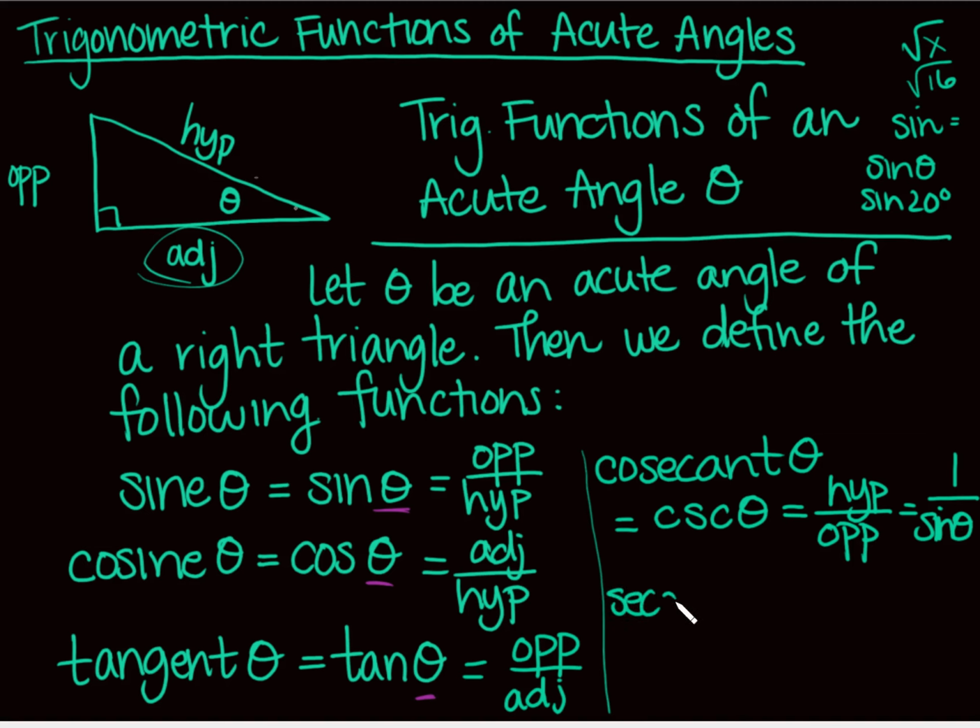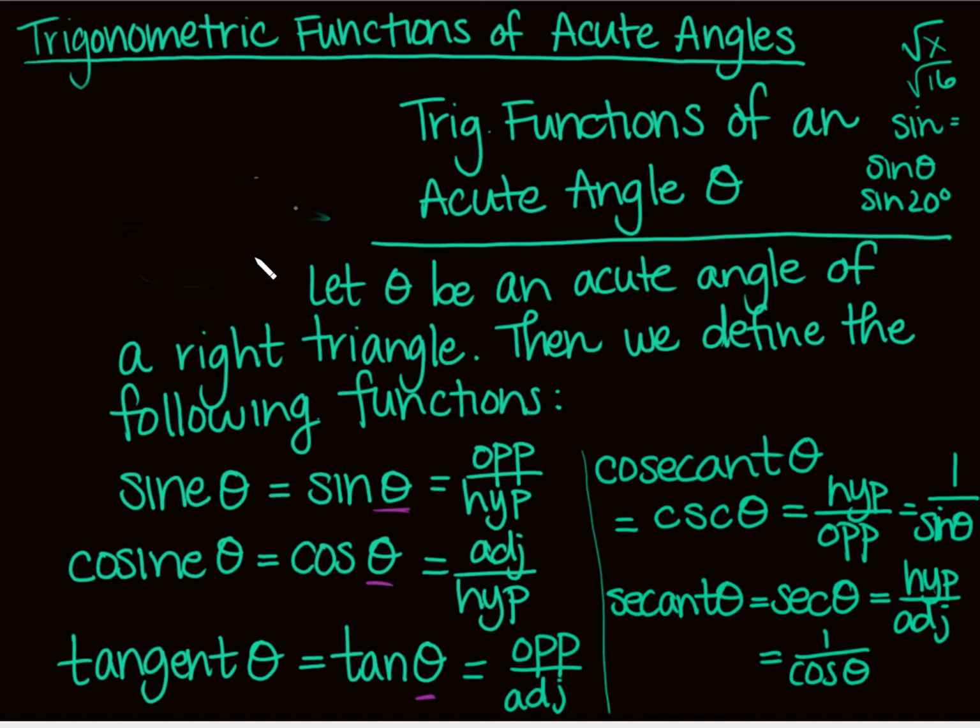Then we have the secant of theta, which we abbreviate SEC of theta. That is going to be the reciprocal of cosine, so that's going to be hypotenuse over adjacent. I honestly don't really memorize these. I just remember that secant is 1 over cosine. I'm running out of room here, so let me move up here really quick.